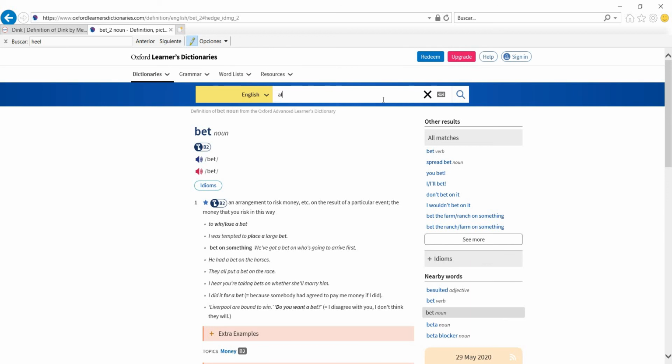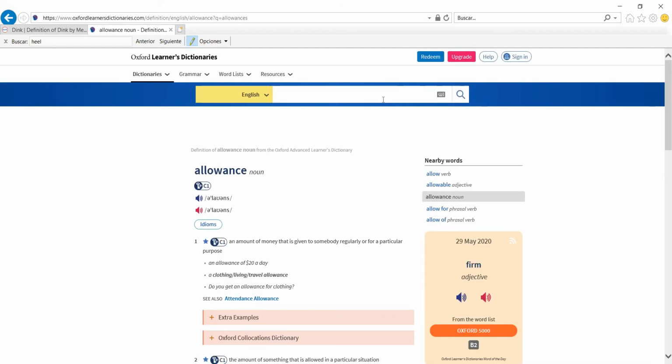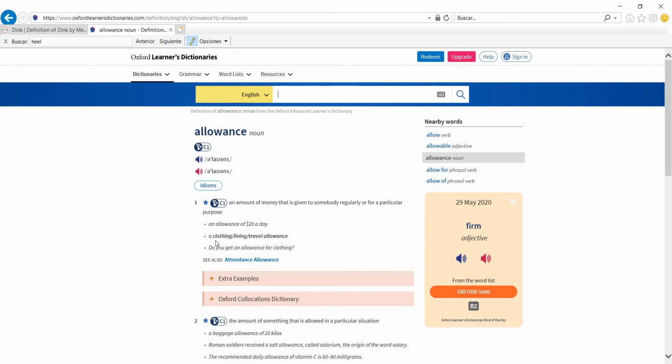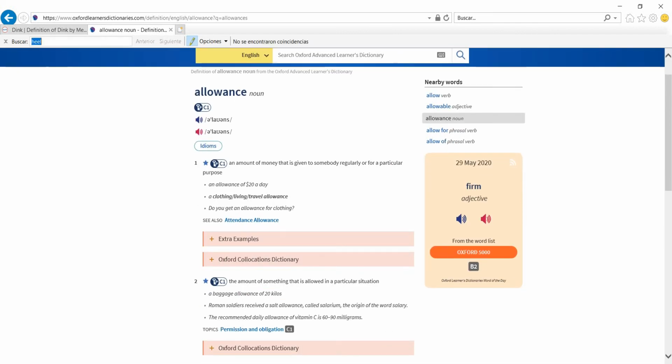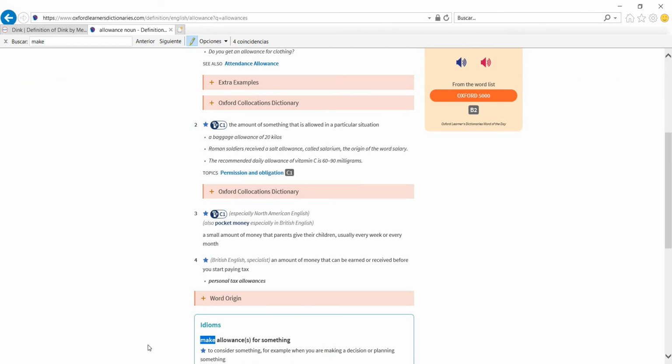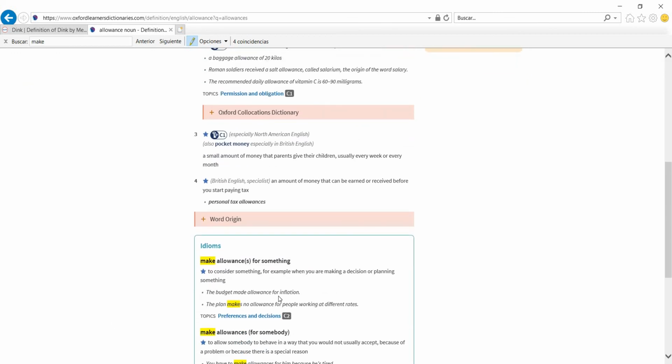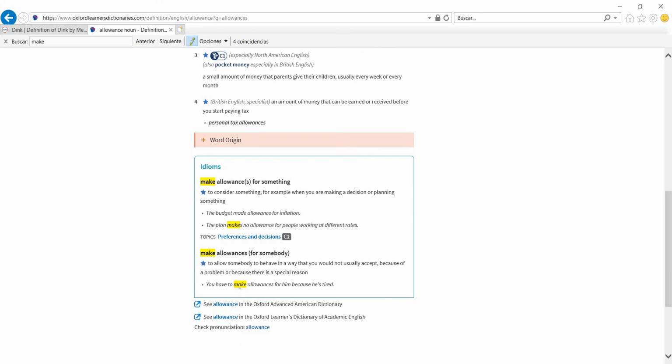To make allowances, right? So make allowances for delays is a typical collocation for this one. Also, by the way, as a noun, a travel allowance or a living allowance, so it's money given to you, right? But when you make allowances for something, the budget made allowance for inflation, so that is, it takes it into account, right? A plan makes no allowance for people working at different rates, right? And make allowances for somebody. You make allowances for him because he's tired. So you kind of take that into account, basically, right?